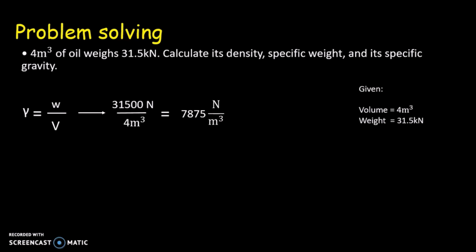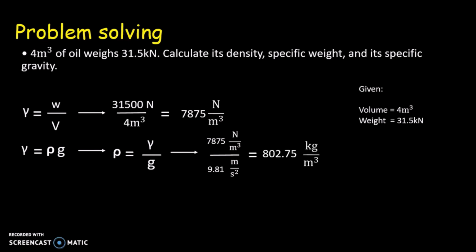So we have the specific weight. And the next step is to solve for density. We have volume, and we can calculate the mass. But it is quicker to use this formula, because we have the value of specific weight, and we can assume the gravity to be 9.81 meter per second squared. So let's put the density on the left side, and the others on the right side, and we're gonna get this equation. And let's input the data again. For specific weight, we have 7,875 Newton per cubic meter, and for gravity, we have 9.81 meter per second squared. And we get 802.75 kilogram per cubic meter.